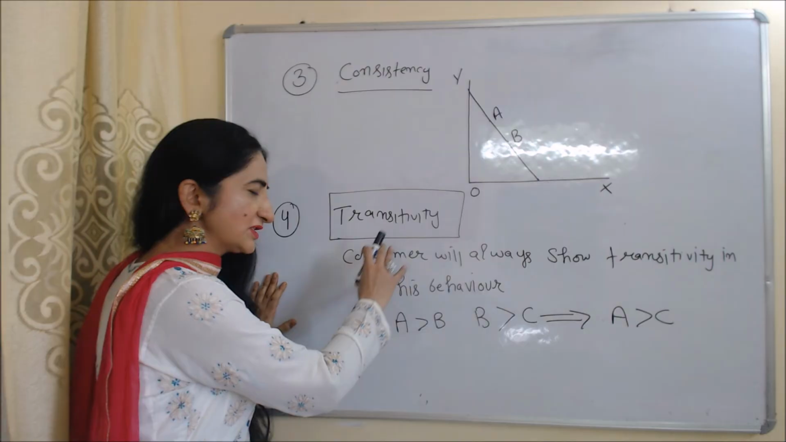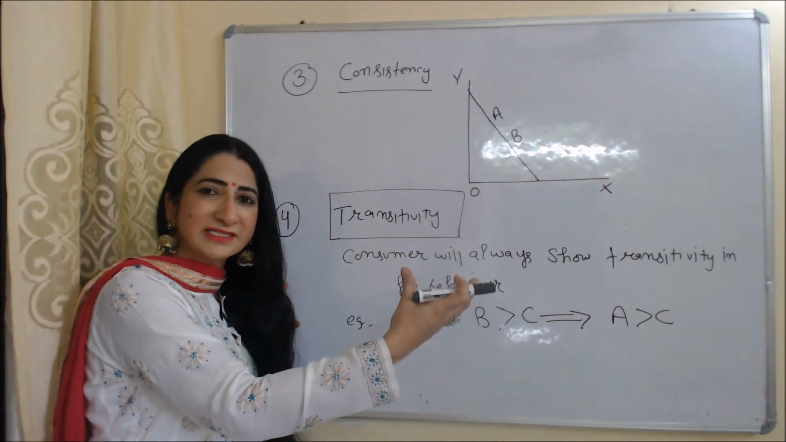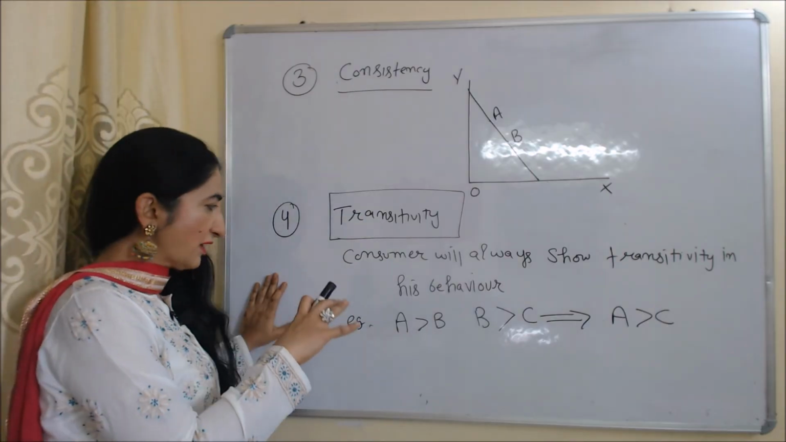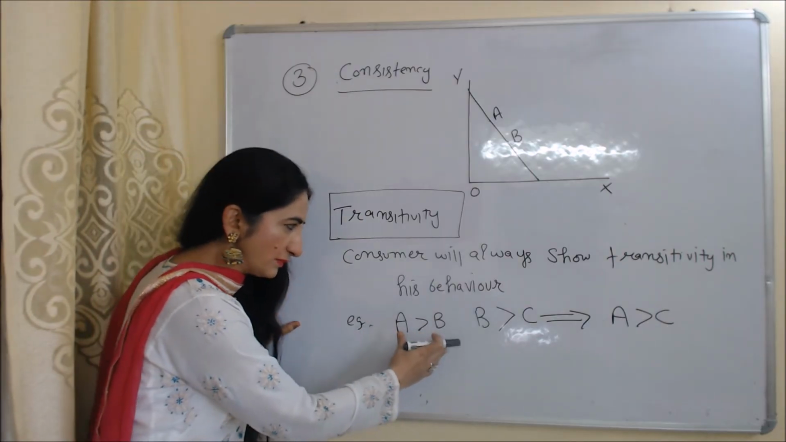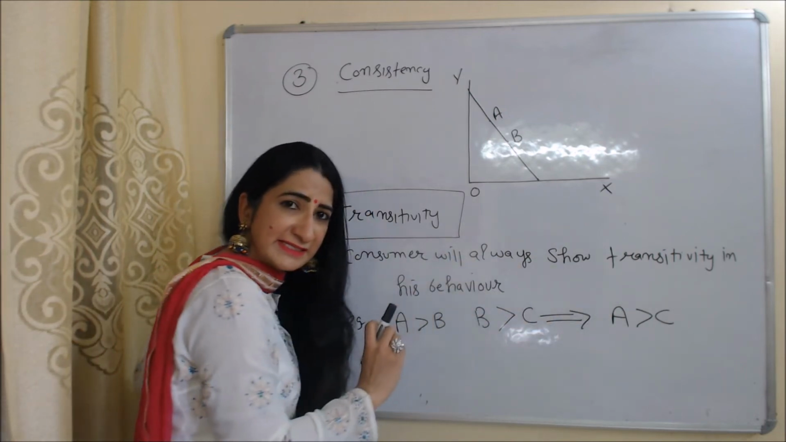Next assumption is transitivity. According to this theory, the consumer will always show transitivity in his behavior. For example, if he chooses A over B and B over C, then he must choose A over C.